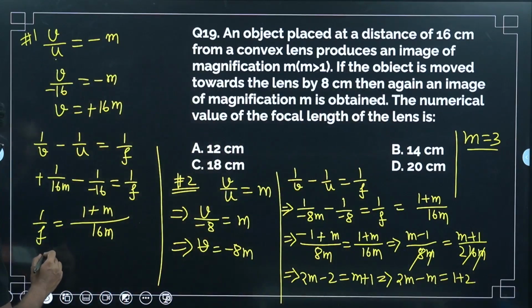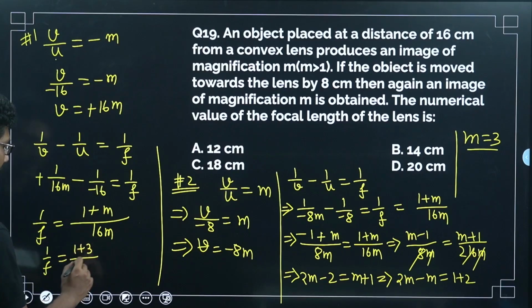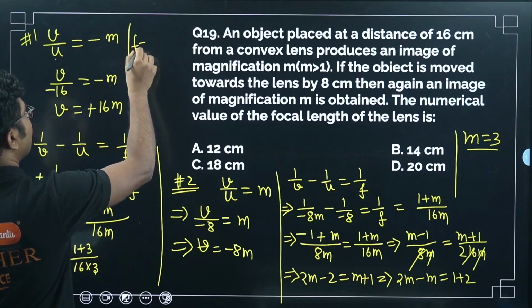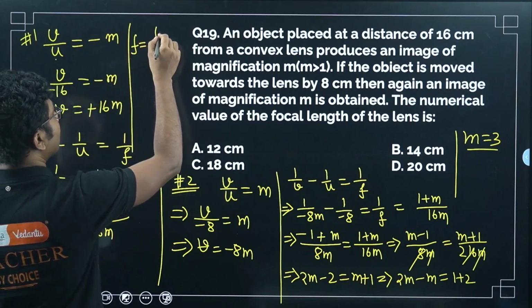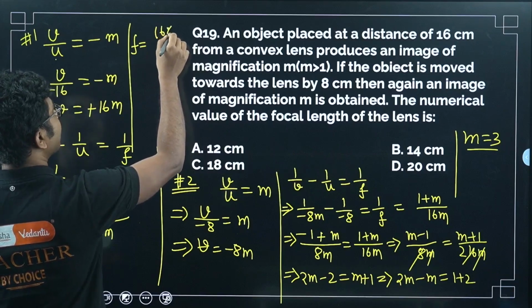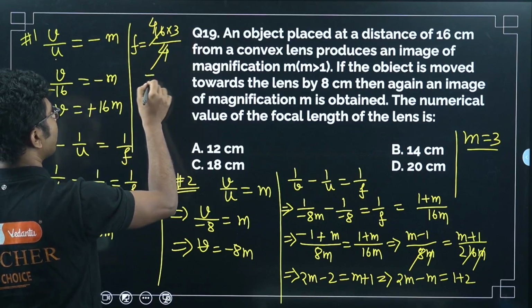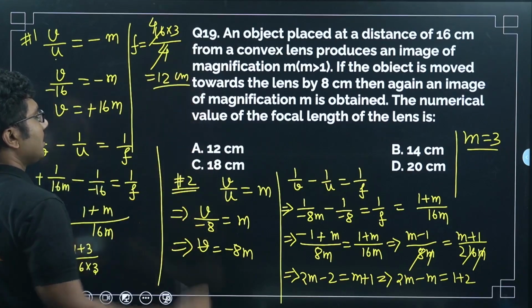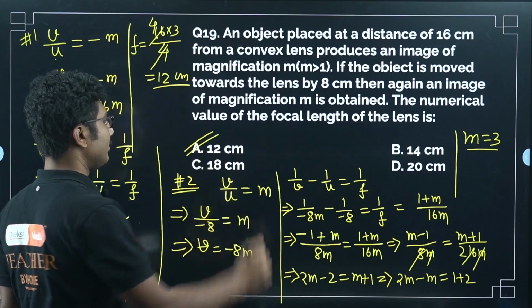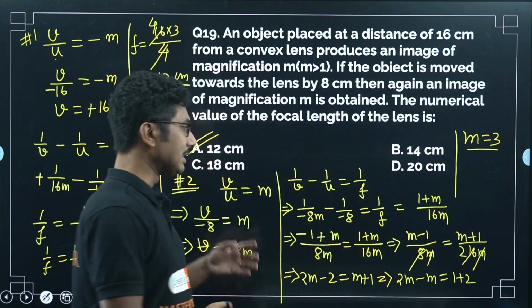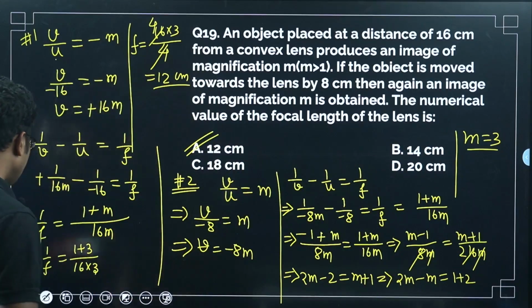Now put the value here in this equation. 1 by f equals (1 plus 3) divided by 16 into 3. So f will become 16 times 3 divided by 1 plus 3, that is 4. So 4 3s are 12. So the correct focal length is 12 centimeter. Little longer but not so difficult, I feel. Even though it is a little lengthy question, you can solve it.